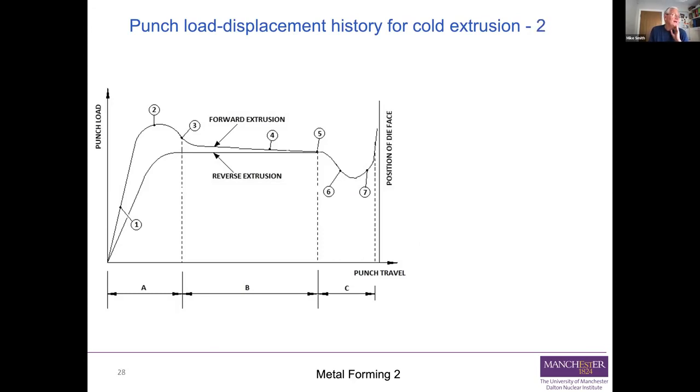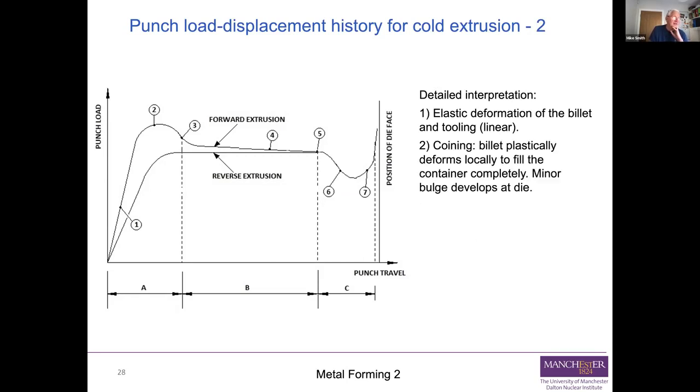Okay, we can now look at this in a little bit more detail. So the first thing we get is elastic deformation, and load is proportional to displacement. Then we get coining. Basically, the billet is changing shape to fill the container because it won't be quite the right shape. And the load's rising as it starts hitting the edges. And it's also starting to bulge through the die, but it actually hasn't started to flow significantly yet.